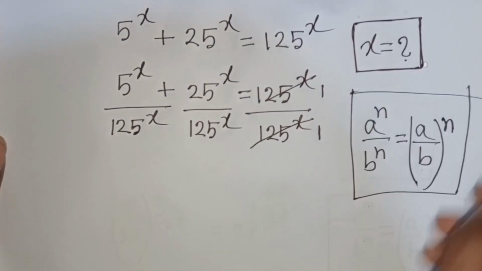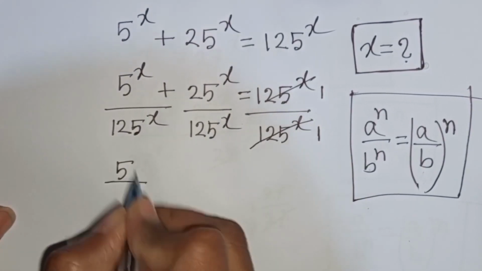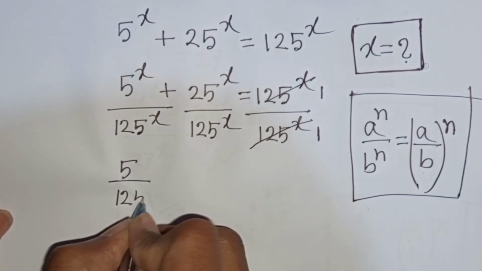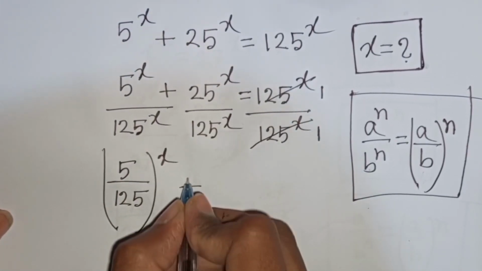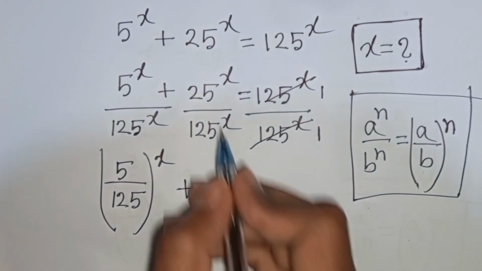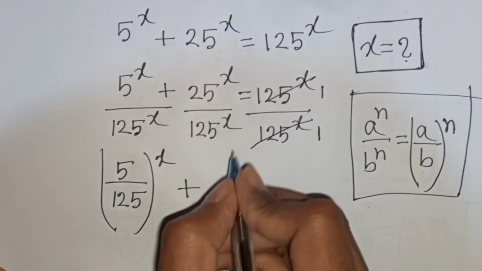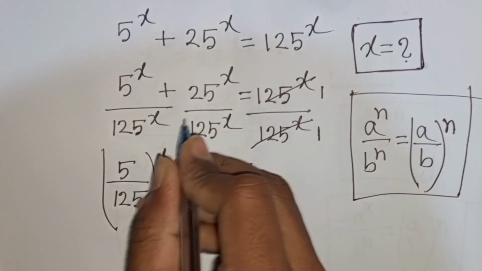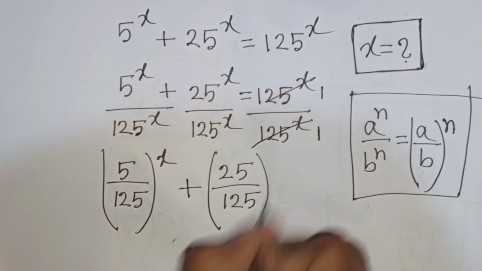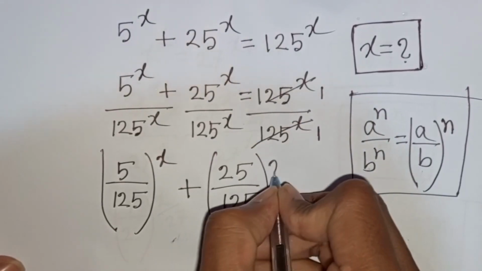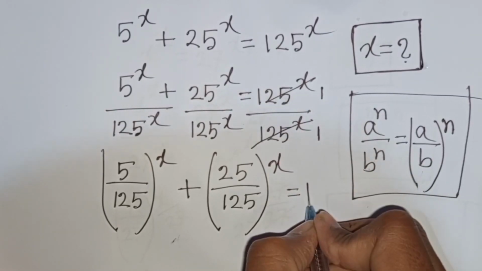So according to this exponential rule, we can write here 5 over 125, then bracket common power x, plus again x same power but different base. So according to this formula, we can write here 25 over 125, then bracket common power x is equal to 1 divided by 1, that means it will be 1.